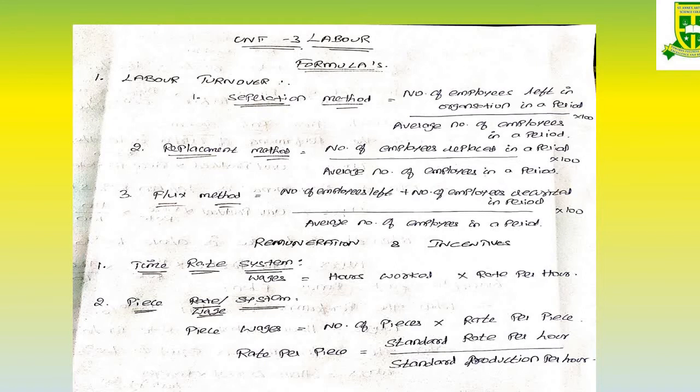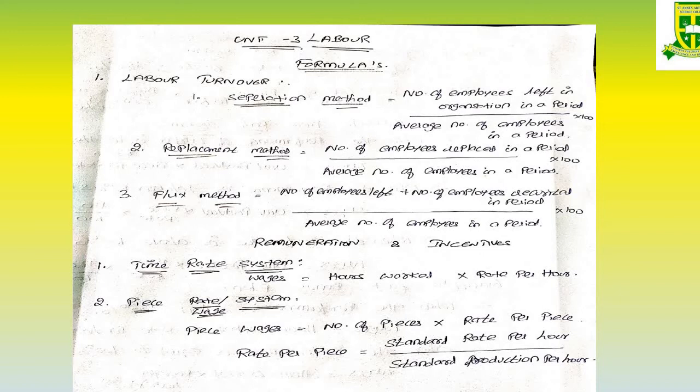Here they are correctly specifying the recruited. Recruited means, for example, if I am recruiting 100 people in a particular year, that full value has to be shown here. But in replacement, only the replaced employee value has to be shown. So in the flux method, the number of employees left plus the number of employees recruited in a period, divided by the average number of employees, into 100.